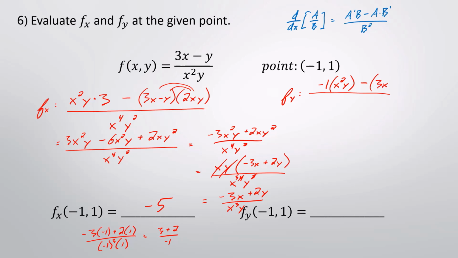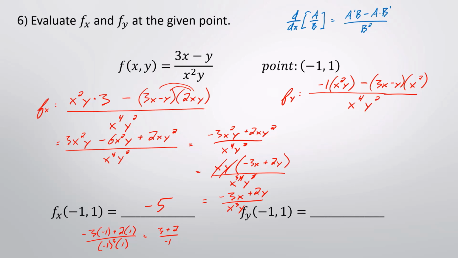Now it's the top function, so 3x minus y times the derivative of the bottom, which with respect to y is just going to be x squared, over the bottom that's just going to be squared again, so x to the fourth, y to the second.